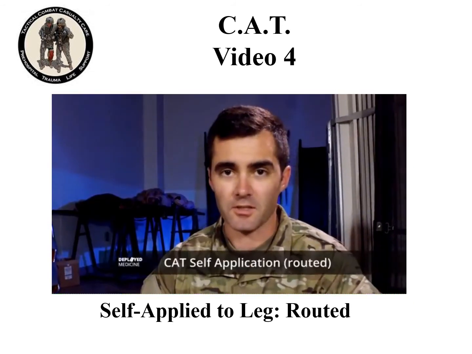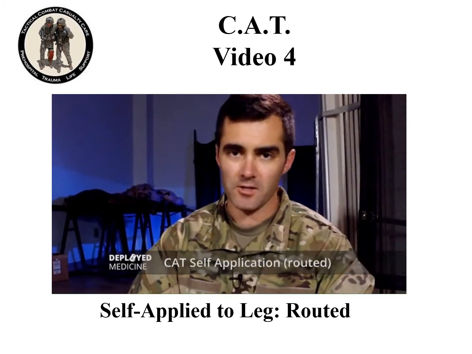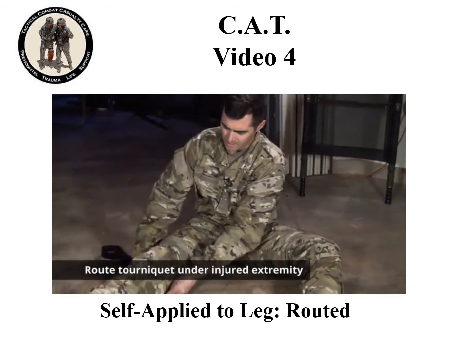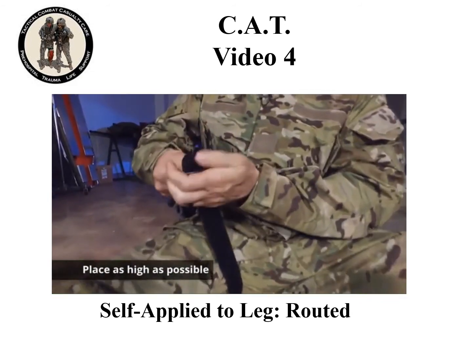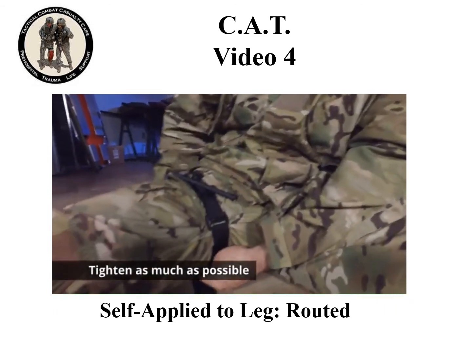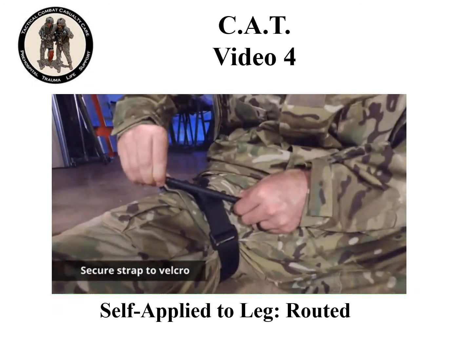We're going to talk about the Combat Application Tourniquet, or CAT tourniquet, self-application routed. First thing you want to do is open up the tourniquet, route it underneath the injured extremity, put it as high as possible on the extremity, and tighten as much as possible. Secure the strap to the Velcro.